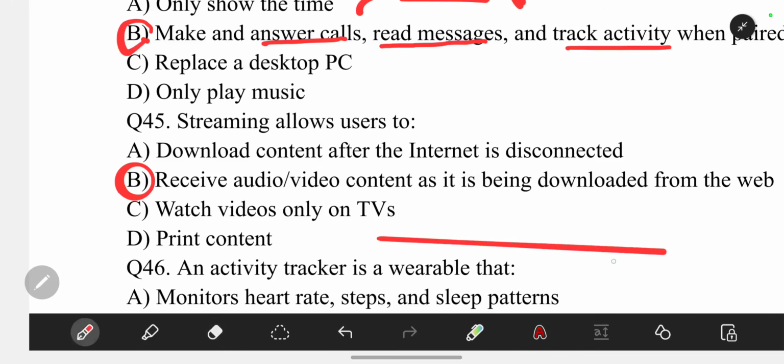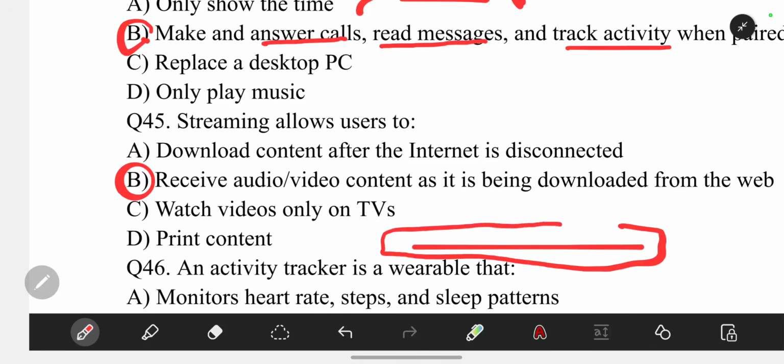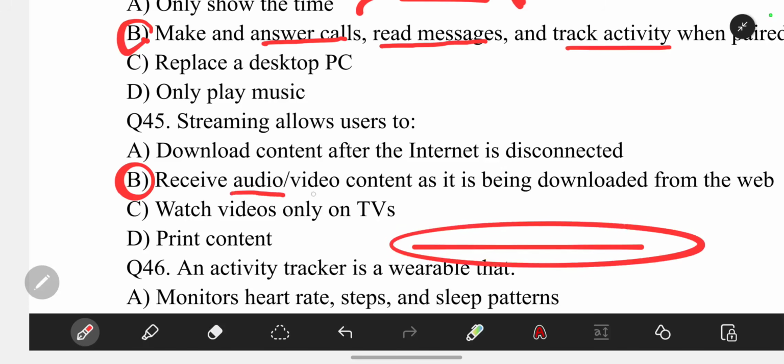If this is a movie, the movie has to reach there. So it is going like that. The web is constantly sending you new information, but you won't be able to play it offline. So that is what streaming is. You just receive audio or video as it is being downloaded from the web. You are watching, in other words. You can video stream, but you are not actually downloading it to permanently keep in your computer.